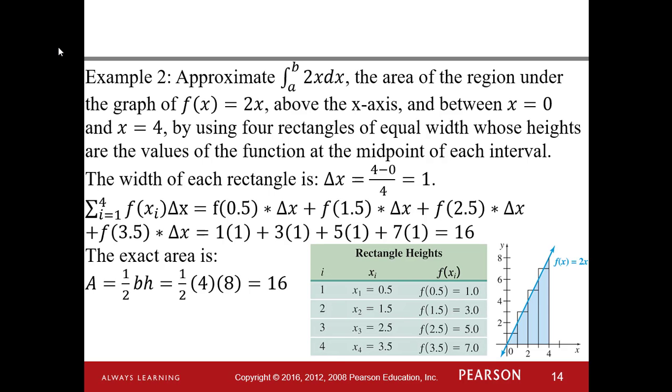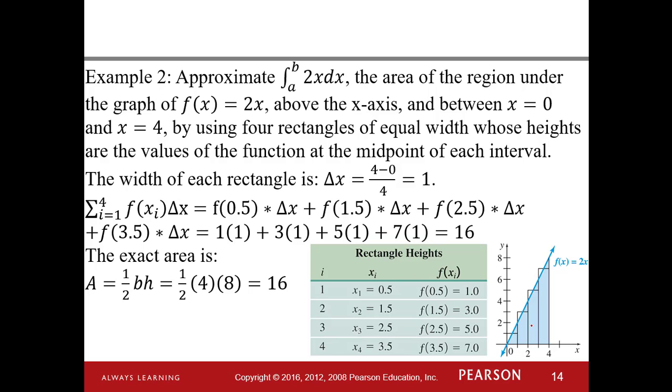But continuing on from that, our second example is we want to approximate the integral from a to b of 2x dx, which is the area of the region under the graph of f of x equals 2x, which I have that graph down over here, above the x-axis between the values of 0 and 4, by using 4 rectangles, which we have spaced out as such here on the graph, of equal width whose heights are the values of the function at the midpoint of each interval.